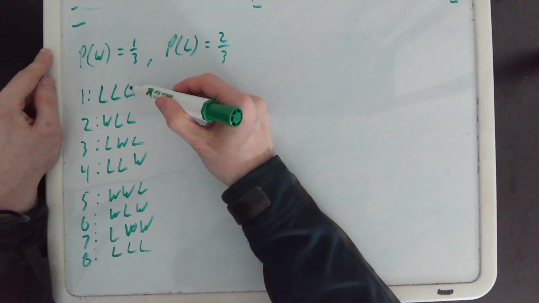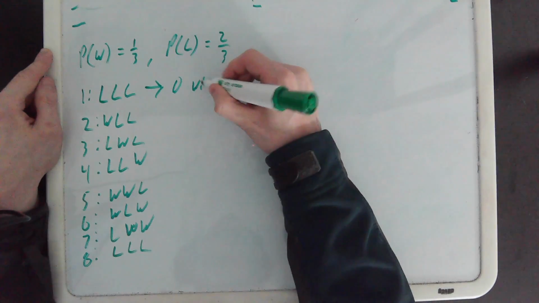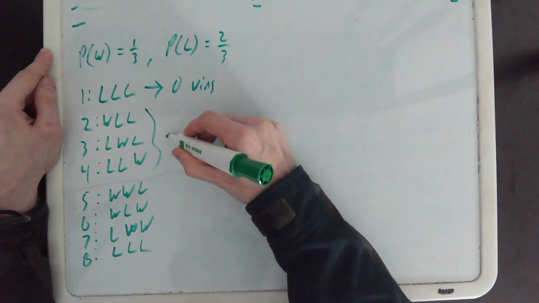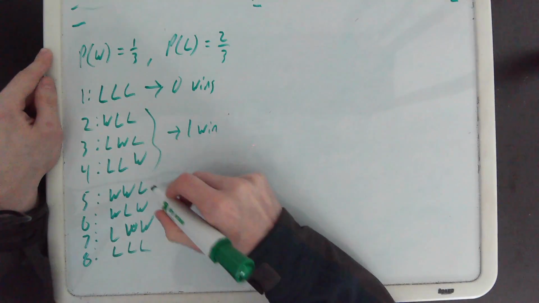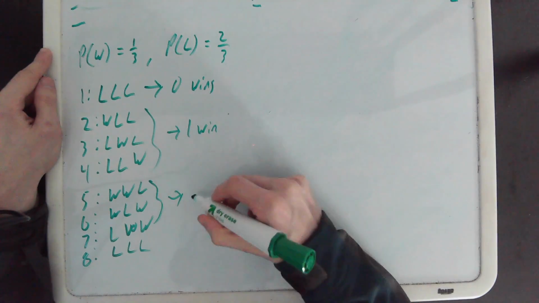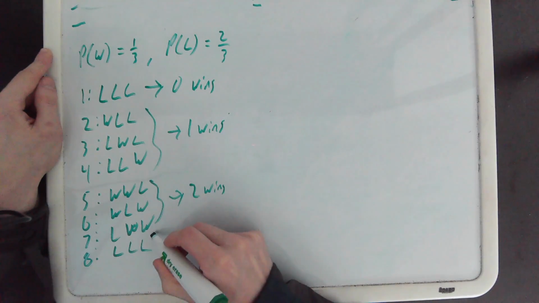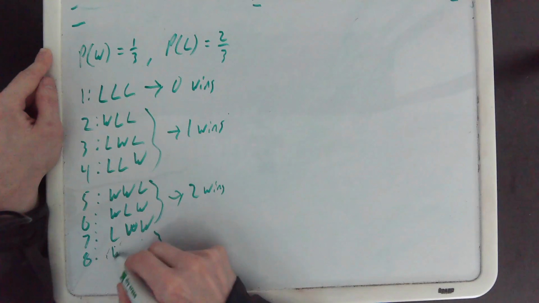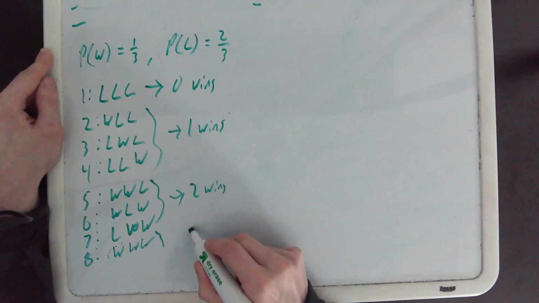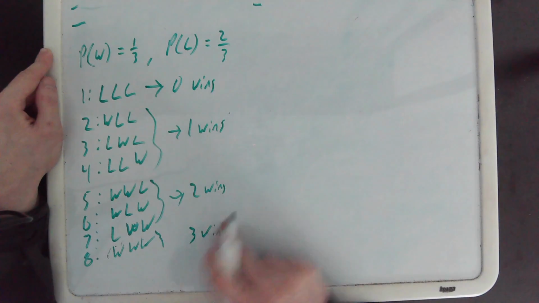We could either get all 3 of them losing. So this is 0 wins. Here would be exactly 1 win. Here would be exactly 2 wins. And then here would be, whoops, not lose, lose, lose. We could get win, win, win. And then this would be the case where we win all 3 of our tickets.